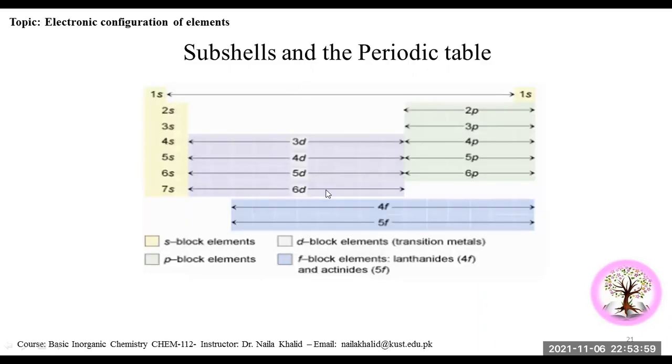So on the basis of valence electronic configuration, you can write over here, this is 1s, alkali metals. Sorry, these are alkali metals. Here are alkaline earth metals, 2s, 3s, 4s. So this is the s block. On the basis of valence electronic configuration, this is the d block, and it is the p block, and then it is the f block elements, lanthanides and actinides. So this was about the electronic configuration of the elements. I hope you can write the electronic configuration of any element from the periodic table.